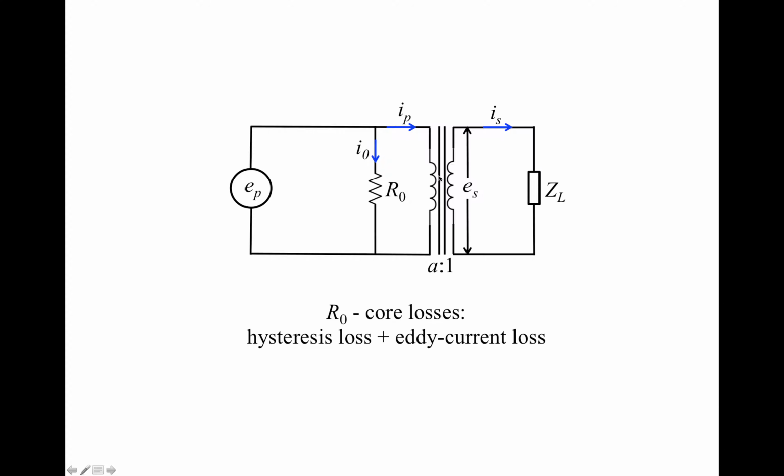So the circuit to the right side of this resistor R0 is still an ideal transformer, right? But there's a current junction on the primary side now. That's a node, and at this junction, the current IP flows to the ideal transformer, and a small current I0 is going to flow through the R0 to furnish the core losses.